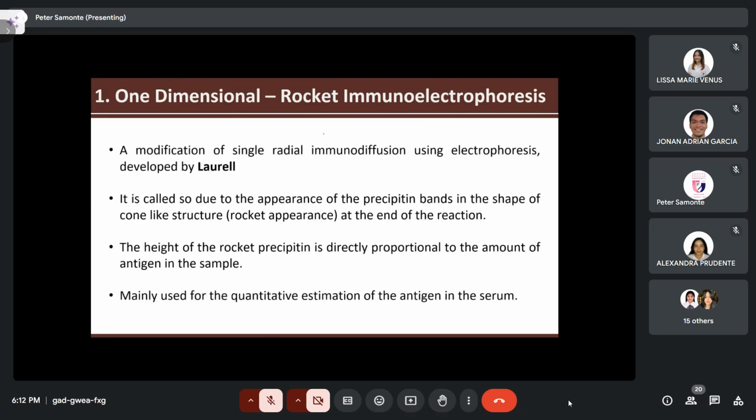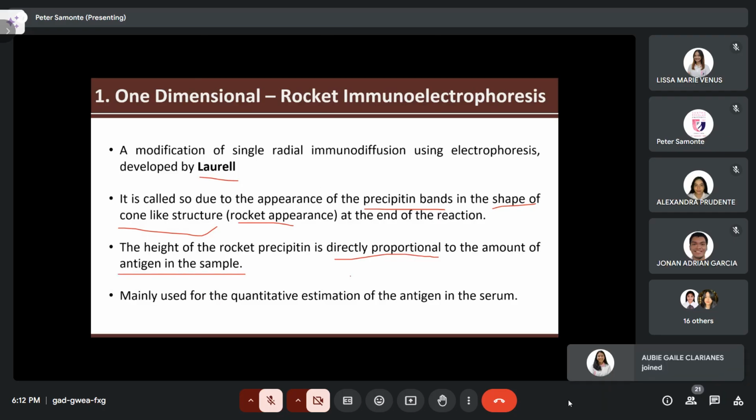Now let's start with the one-dimensional rocket immunoelectrophoresis. This is a modification, class, of your single radial immunodiffusion. This was developed by Laurell. It is called so due to the appearance of the precipitin bands in a cone-like structure, a rocket appearance, at the end of the reaction. The height of the rocket precipitin is directly proportional to the amount of antigen in the sample. So the greater the height of the rocket precipitin, class, the more antigen present in the sample. Mainly used for the quantitative estimation of antigen in the serum.